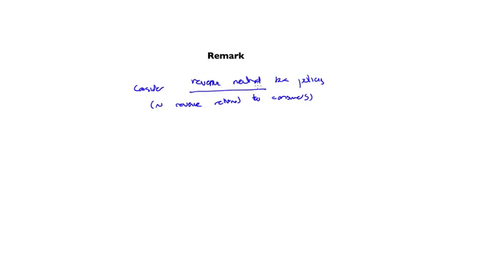Now, in this section, we want to study the effect of taxes on economic efficiency in isolation. Just what is the effect of introducing the tax per se? And in order to do that, what economists do is consider what are called revenue neutral tax policies. In other words, we're going to consider policies in which the revenue is returned to consumers. They're revenue neutral in that sense.